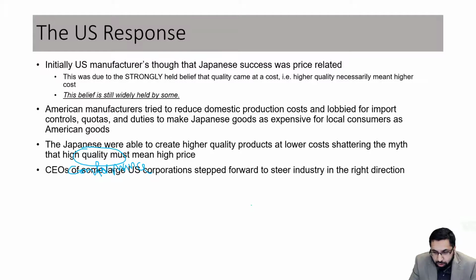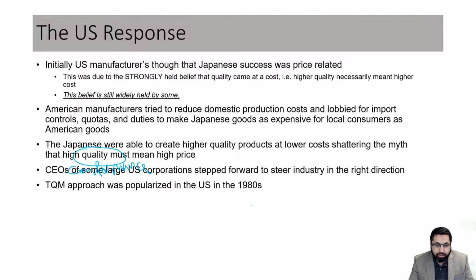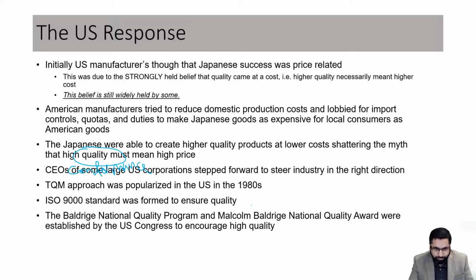However, some CEOs were very brilliant. They saw what was happening, and they said we need to steer the US in the right direction. And so a lot of initiatives were started. The total quality management approach was popularized in the US in the 1980s to improve quality of US manufacturing. The ISO 9000 standard was formed to encourage firms to adopt the standard to show that they had quality management processes in place. The Baldrige National Quality Program and the Malcolm Baldrige National Quality Award were established by the US Congress to reward companies that had high quality.